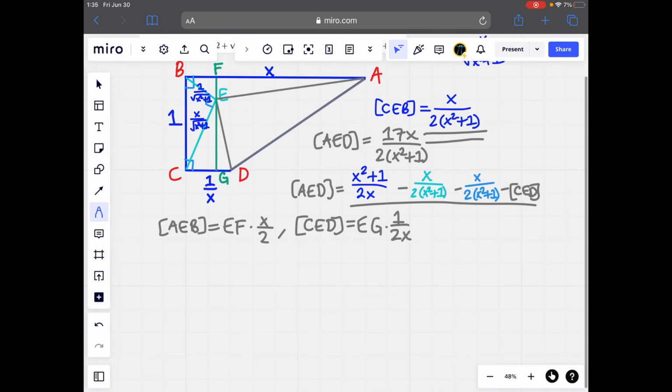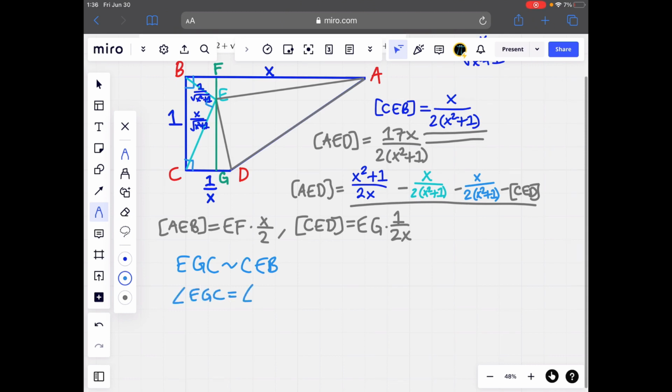Finally, the area of triangle CED, which is EG times 1 over 2x. We also have a similar triangle with EG in it, and that is triangle EGC is similar to triangle CEB. Why? Because first, angle EGC is equal to angle CEB. Those are both right angles, obviously.